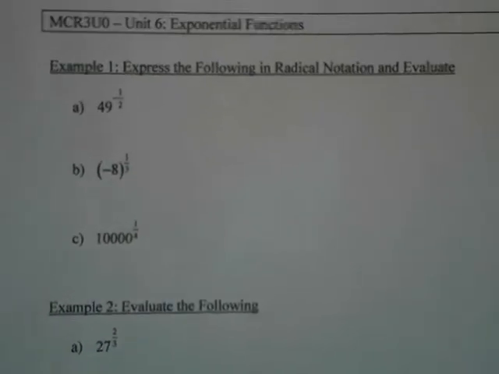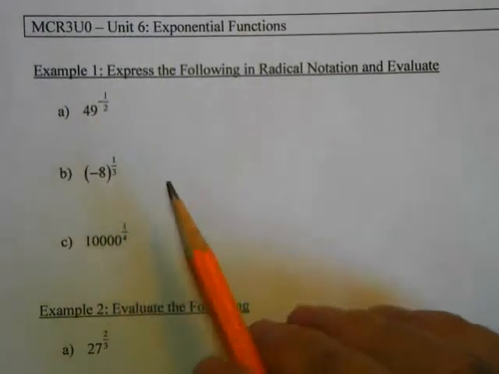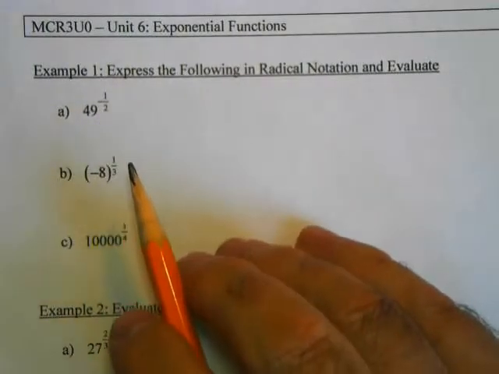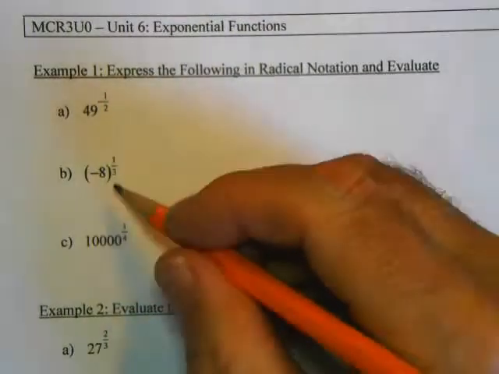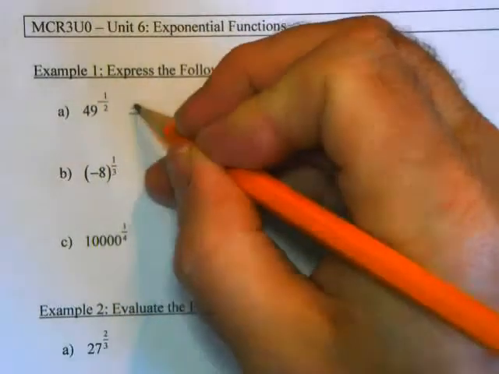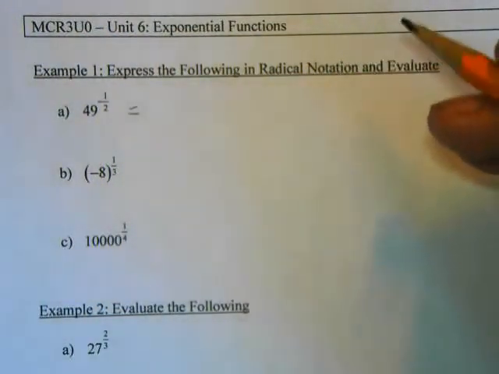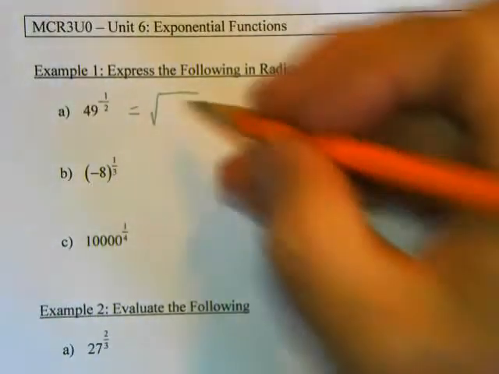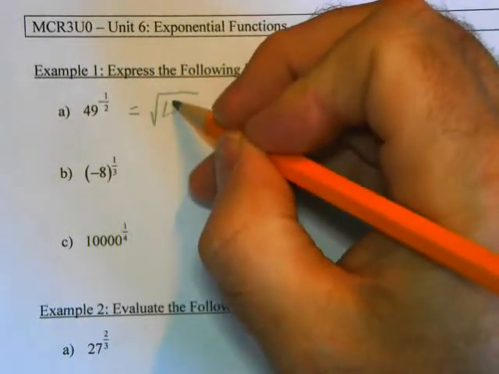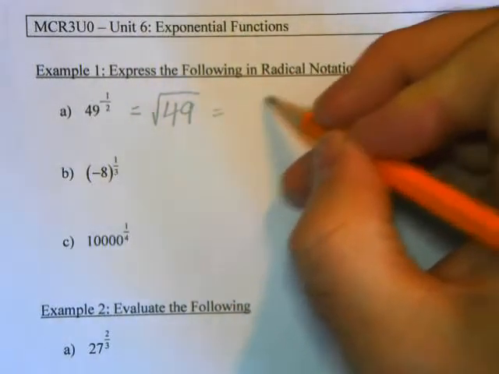Okay, so the first question is 49, and it's a little hard to read here. That's to the negative, actually that's to the 1/2, sorry. 49 to the 1/2. Well, we know that 1/2 as an exponent is really the same as the square root. So I can replace the exponent 1/2 with the square root symbol and just put the base inside. So that's the square root of 49, which is equal to 7.